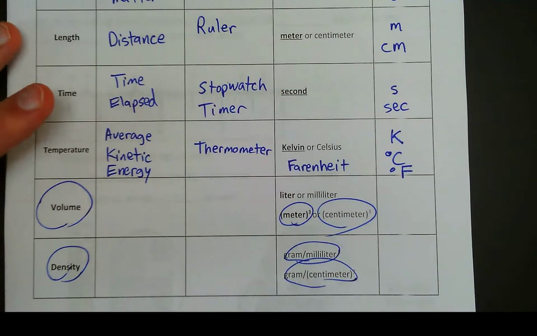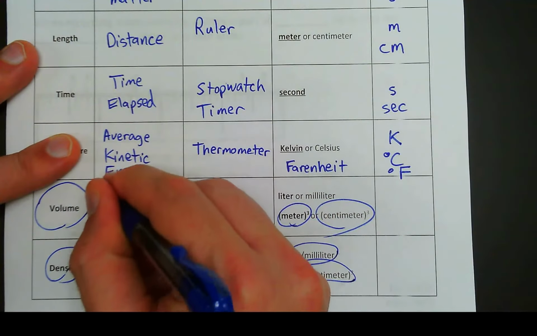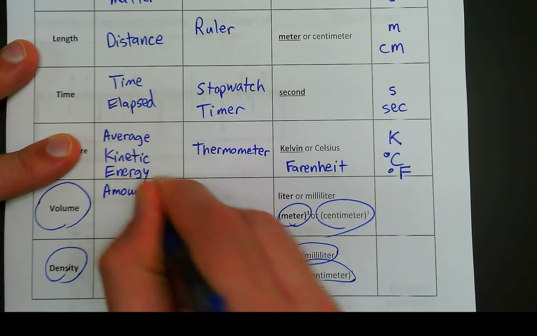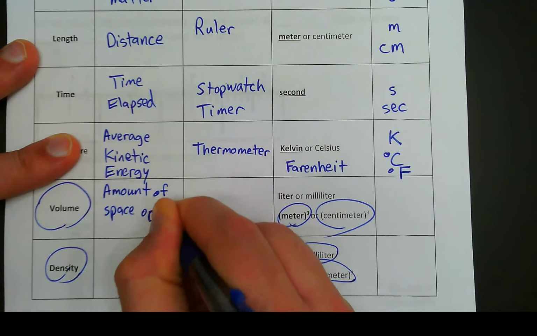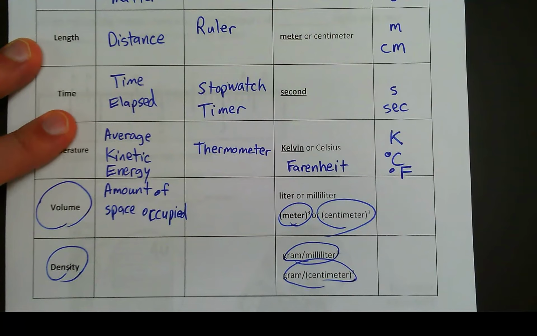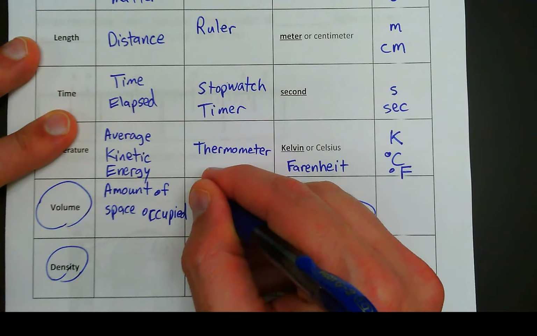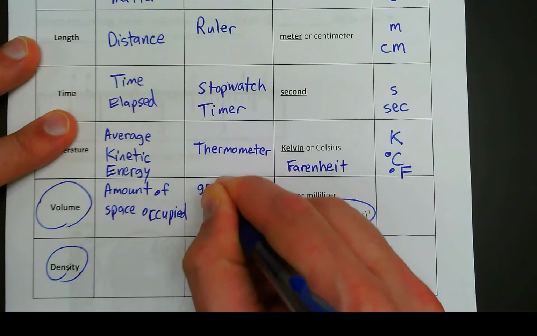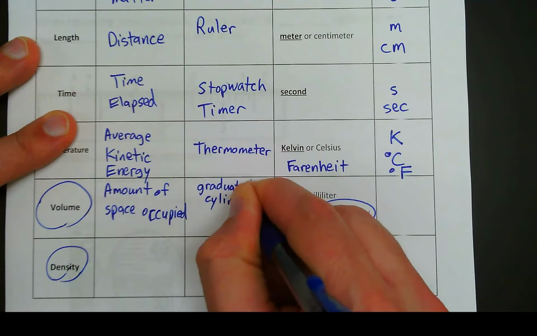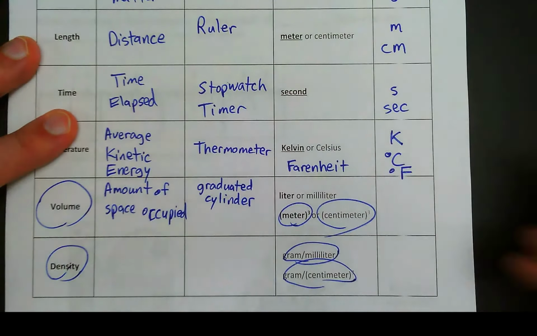So moving on to volume. Volume is the amount of space something takes up. So I'm just going to put amount of space occupied. And I think that'll be a good enough description there. It's the amount of space occupied by something. There's several things we could use. We could use a graduated cylinder. We could technically use a burette, but on this level, I'm just going to leave it at graduated cylinder.